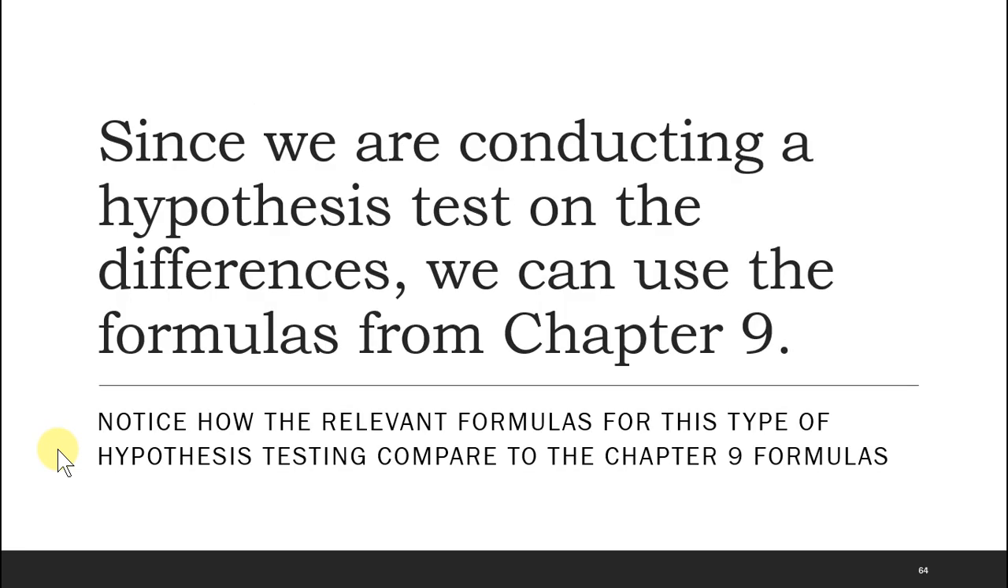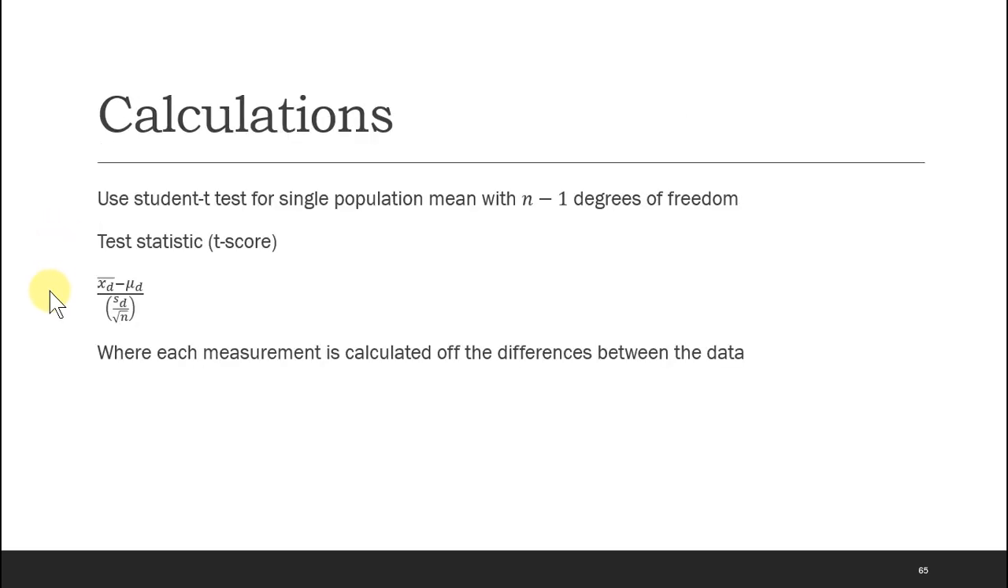So the thing is, we're conducting a hypothesis test on just the differences. We're not comparing two groups now, like two means or two proportions. We're working with just the differences. So we actually go back to chapter 9 logic. Let me show you the relevant formula. We're going to use the student's t-test for a single population mean, and we go back to our n-1 degrees of freedom, the good old simple days of n-1.